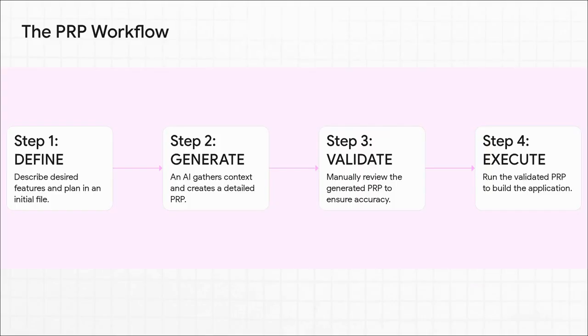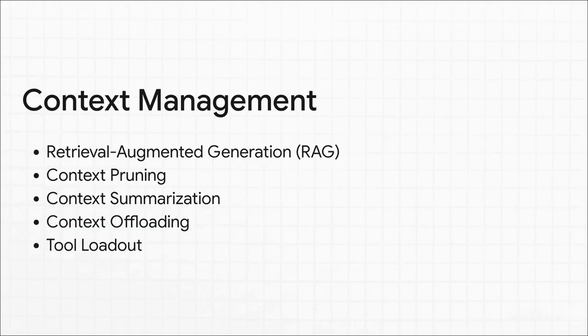So, how's it work? It's basically a 4-step process. First, you define your plan in a file. Then the AI takes that and generates a really detailed technical blueprint. And now for the most important step, validate. This is where you, the human developer, step in to review and approve the AI's plan. You are always in control. And only after you've signed off do you hit execute and let the AI build the application from that approved blueprint.